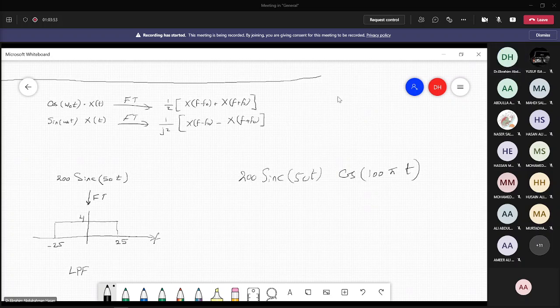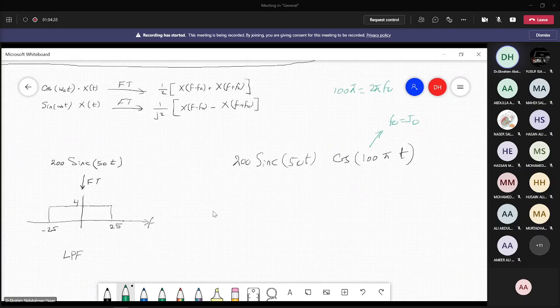And what is f naught? From here, this is omega, and omega equals 2 pi f naught. So then f naught is equal to 50. So the X of f minus f naught means that whatever we have here is just shifted to f naught. Similarly, this one is shifted to minus f naught, and we multiply it by 1/2.